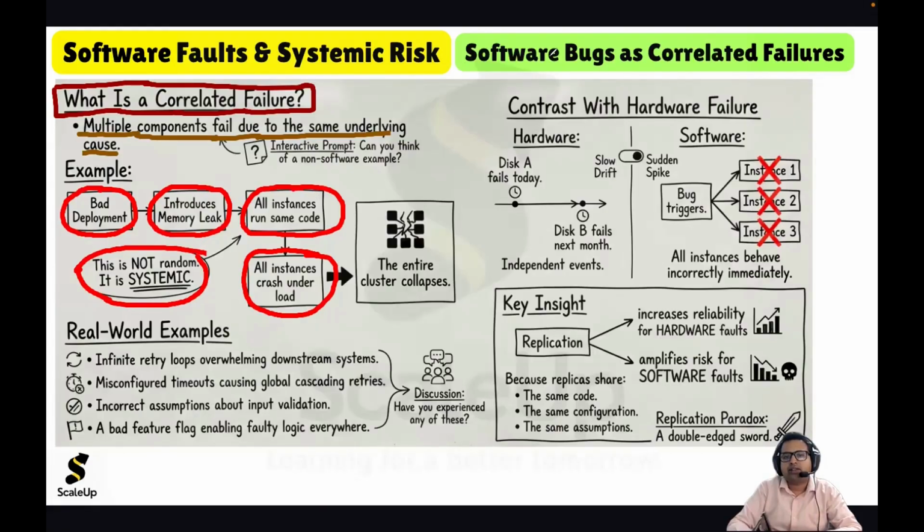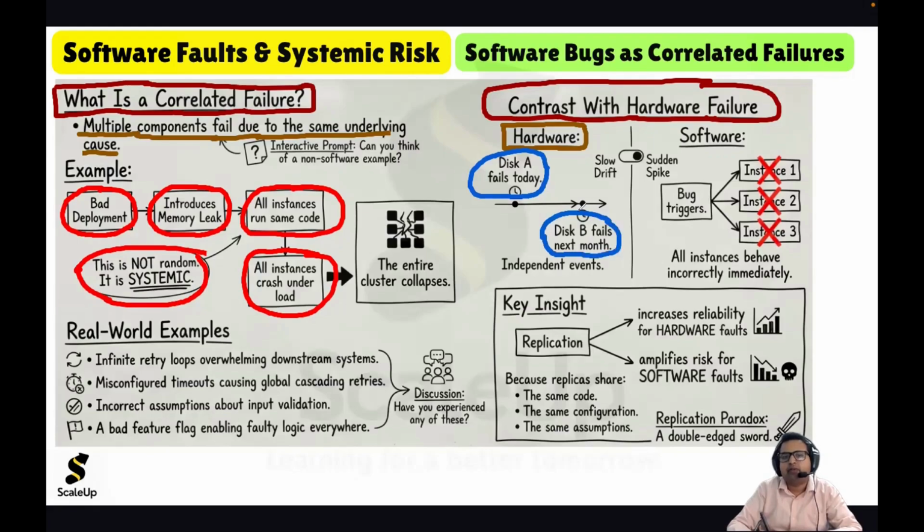And if we contrast it with the hardware failure, in hardware, let us suppose disk A fails today, then it has nothing to do with disk B. Disk B may fail next month or some other time. So in hardware, the faults are independent in nature. They are independent events.